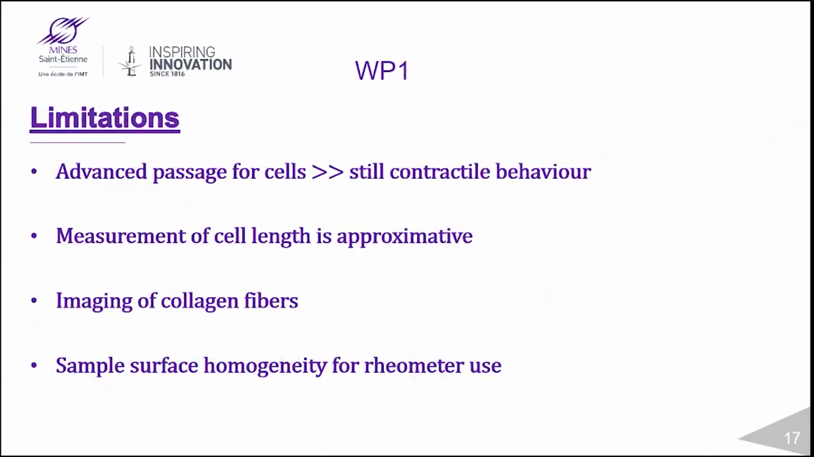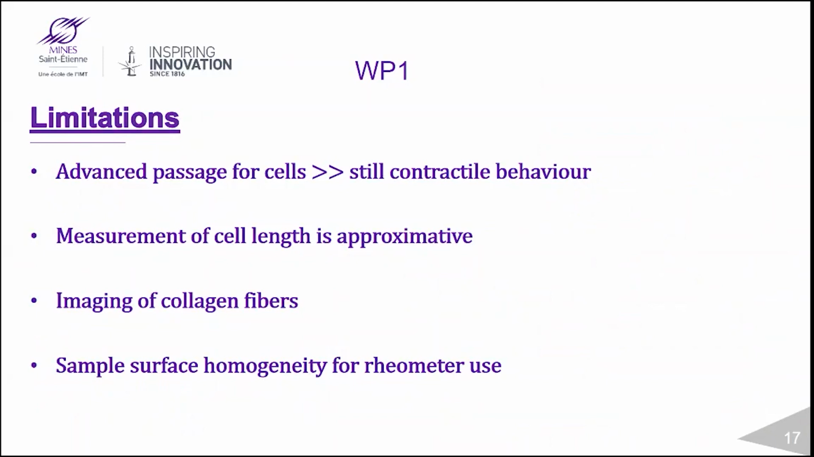And so basically, this was the first work on smooth muscle cells in 3 dimensions, and we had some limitations. We used an advanced passage for cells, so we were at P11, but we checked they were still contractile, so this did not modify our results. Also, the measurement of the length was more approximate than in 2 dimensions because, of course, the cells were not aligned horizontally most of the time. So we just measured from the picture. We did not do any projection or computation.